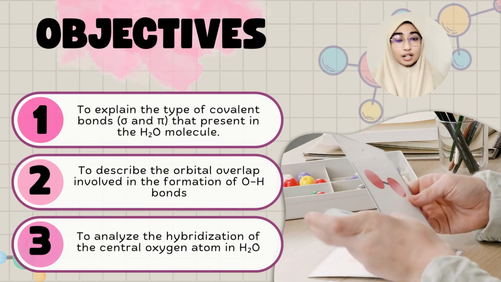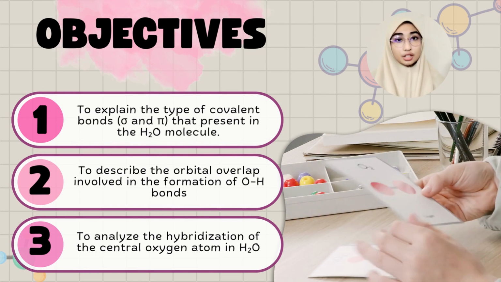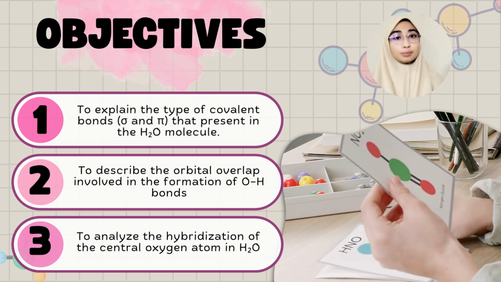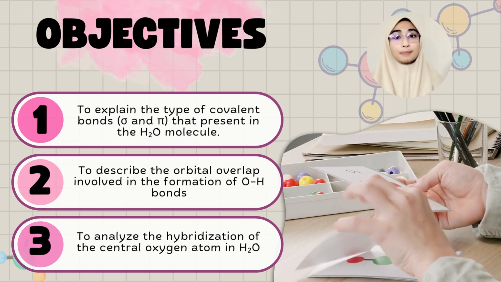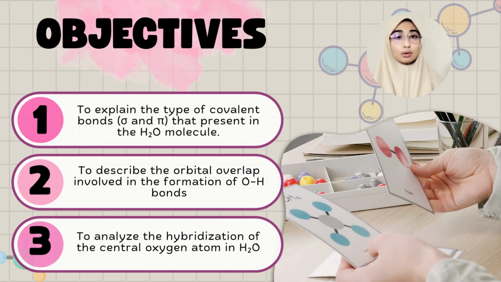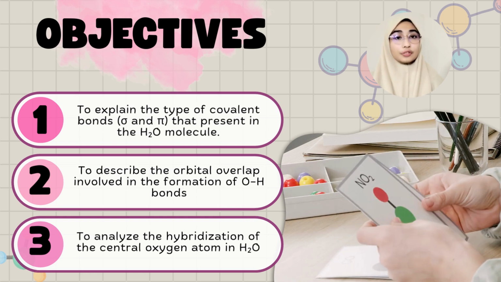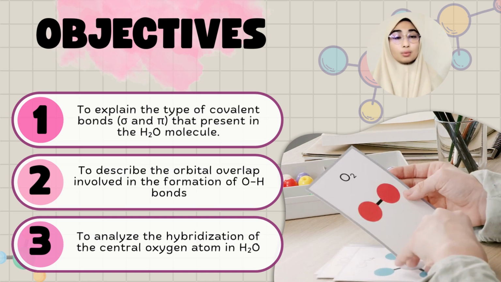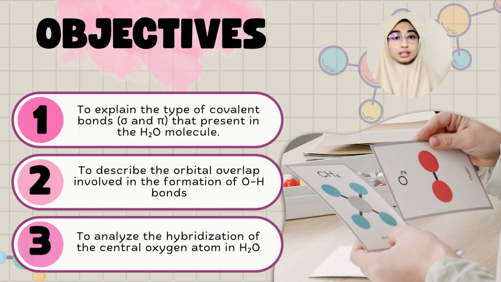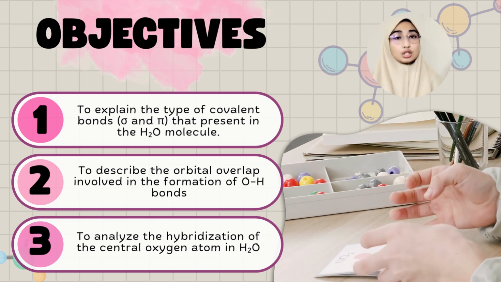To start off, I will tell you the three objectives that will be achieved in this video. The first one is to explain the type of covalent bond, which is sigma and pi bond present in the H2O molecules. The second one is to describe the orbital overlap involved in the formation of O-H bonds. Lastly, to analyze the hybridization of the central oxygen atom in H2O.